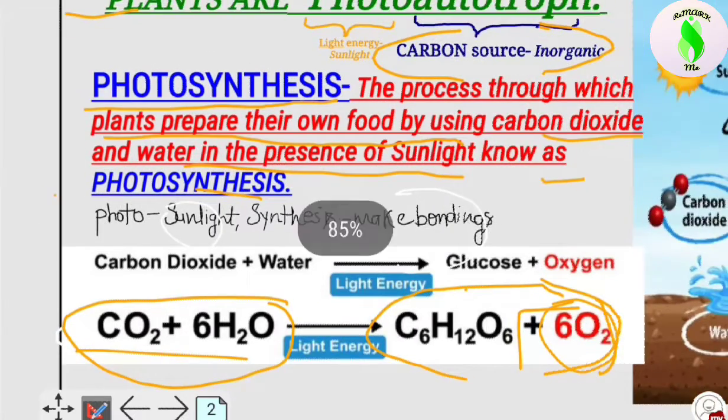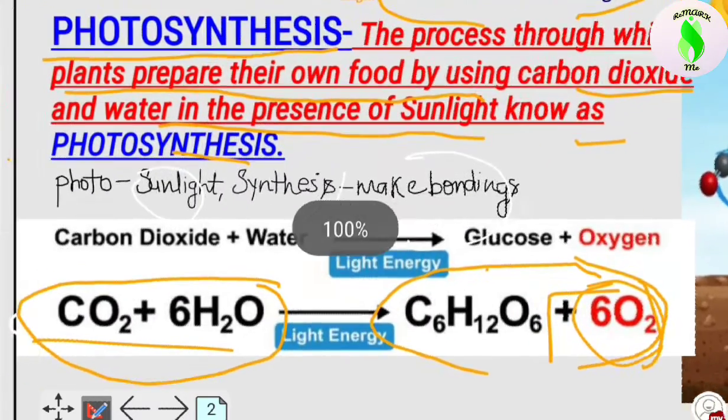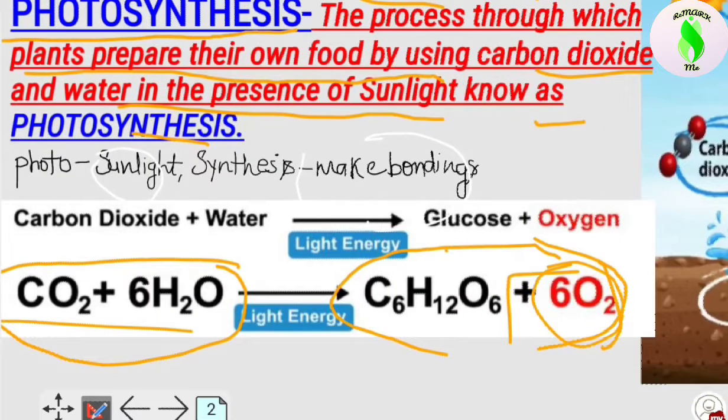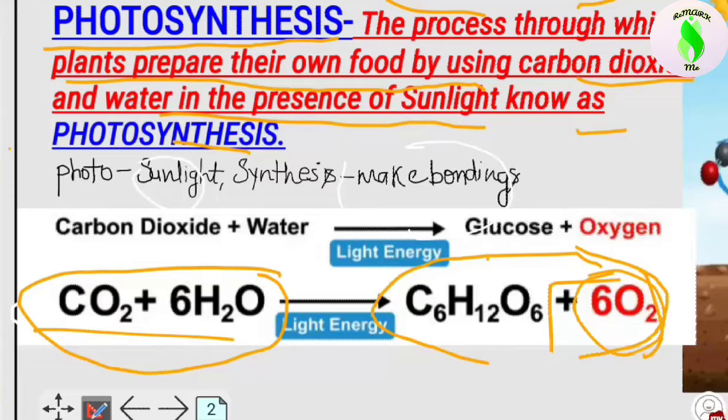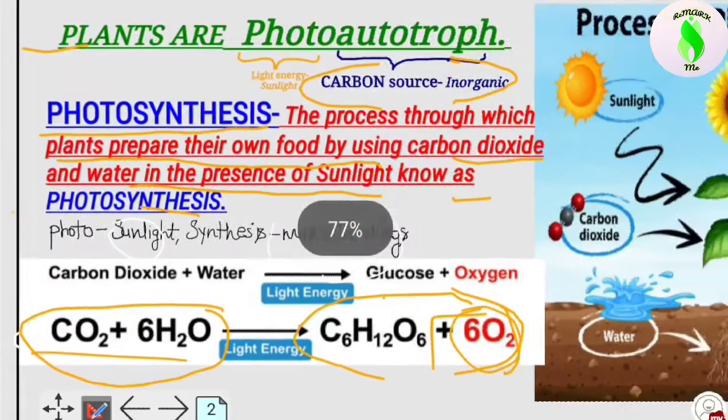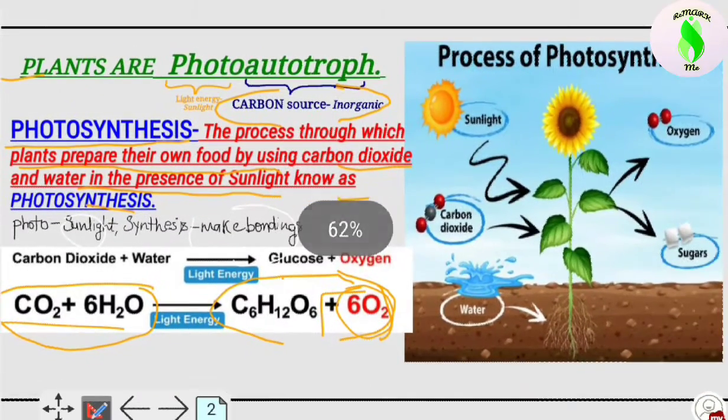As you can see, the formula is also given for photosynthesis: carbon dioxide plus water gives rise to glucose and oxygen, that is CO2 plus H2O. In the presence of light energy, that is sunlight, and in the presence of chlorophyll, it forms C6H12O6, that is glucose, and oxygen, which is released as a byproduct. Now this is the process of photosynthesis. Now come to some important points about photosynthesis.